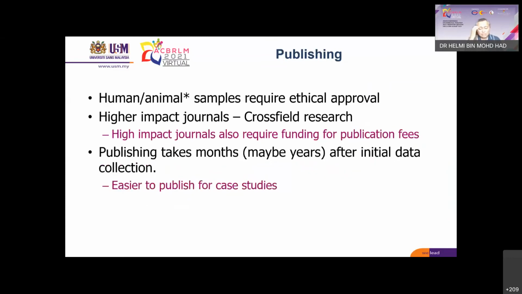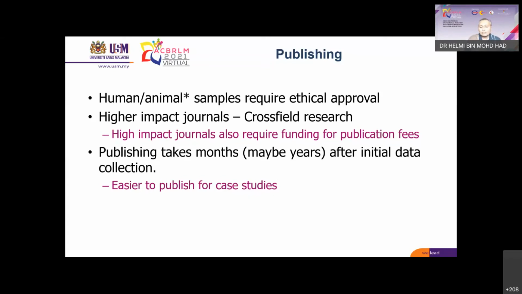So when we talk about publishing, it can be either human or animal samples. So when we're talking about publishing, you will require ethical approval. Humans, yes, all human-based research require ethical approval. Animal depends on the type of animal and depends on the state of the animal. If it's acquiring dead animals from a zoo or whatever, then you may not require ethical approval, but you still need to check with the relevant authorities so that they note and they've given a certificate regarding the study.